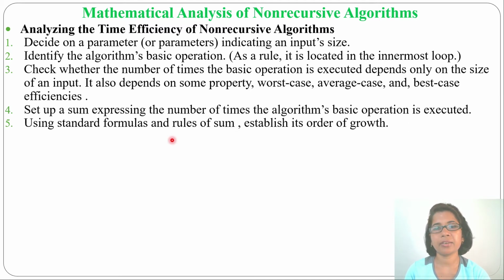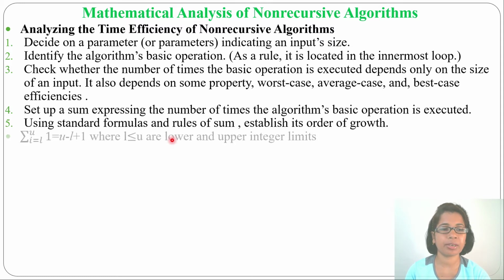Before analyzing a non-recursive algorithm, we should know the basic formulas for sums. First formula, sum of 1 for i equals L to U, where L is the lower limit and U is the upper limit. That is the same as U minus L plus 1. L should be less than or equal to U, meaning the lower limit should be less than or equal to the upper limit.